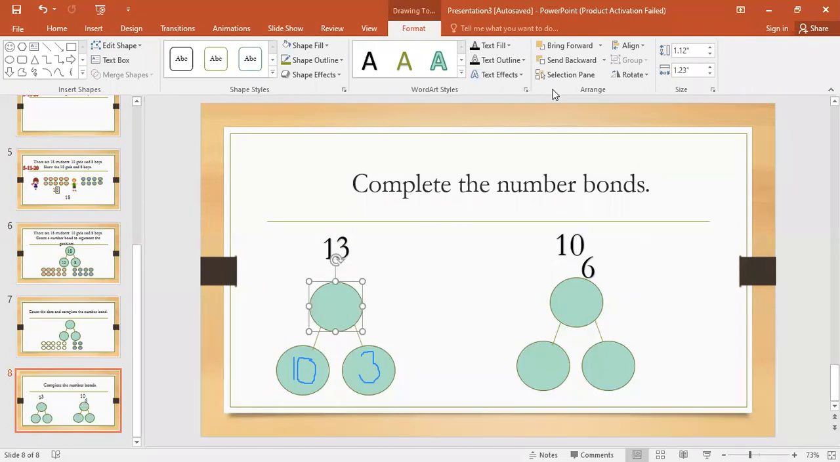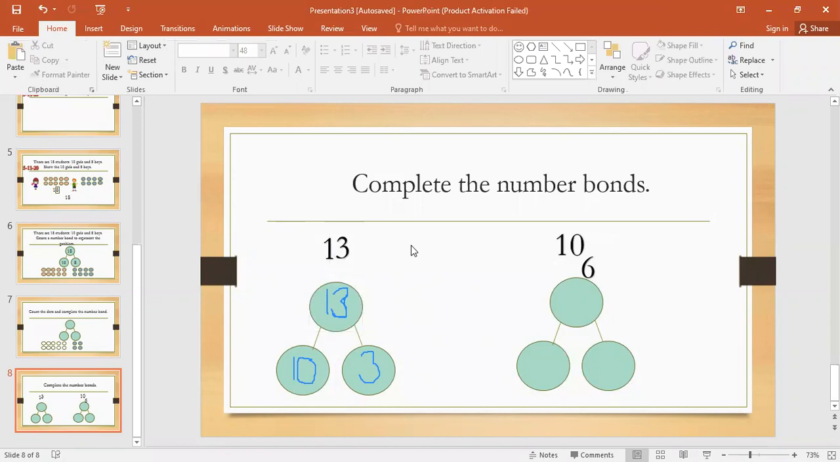13. Great job. Say that with me. 13 is broken up into 10 and 3. Great job. And can you say 13 the say 10 way? 10, 3. And we have that here. 10, 3. 13 can be broken up into 10 and 3.